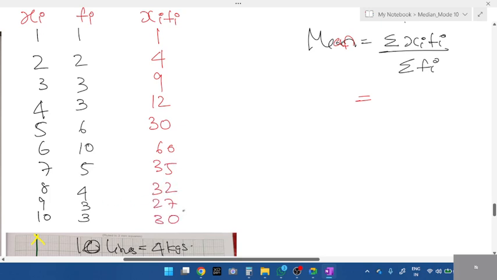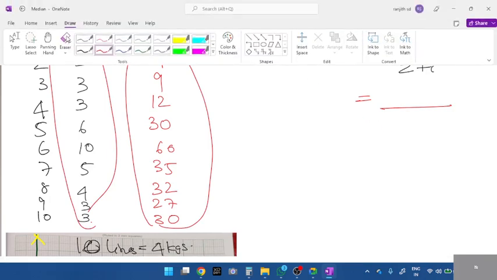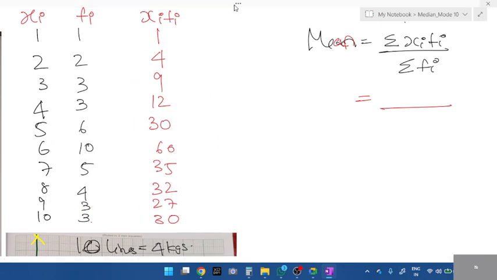Is it clear? Then what do we do? Summation of Fi. You need to add all this Fi, right? And you need to add Fi Xi. For this, cumulative frequency is not required. And one more thing, do you think class interval is required here?